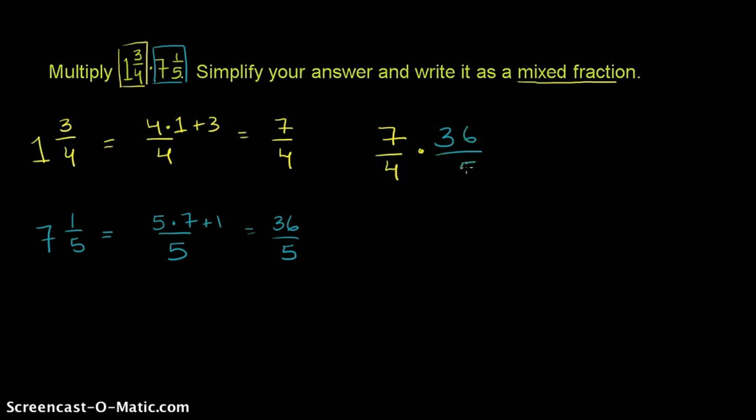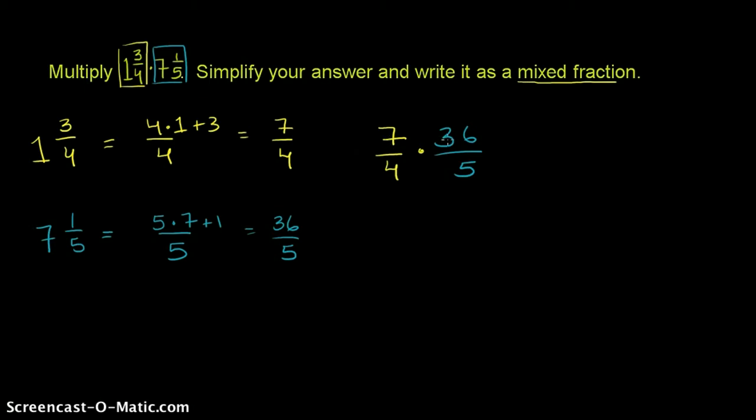And we could multiply it out right now. 7 times 36 is our new numerator, 4 times 5 is our new denominator, but that'll give us large numbers. I can't multiply 7 and 36 in my head too easily. So let's see if we can simplify this first. Both our numerator and our denominator have numbers that are divisible by 4, so let's divide both by 4.